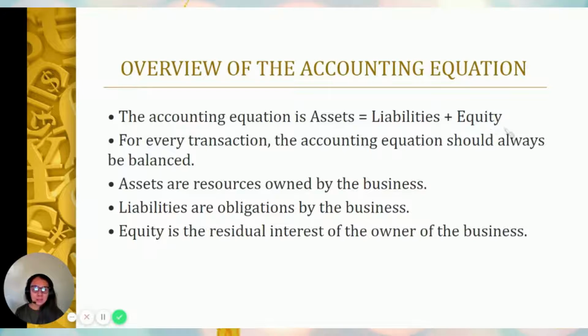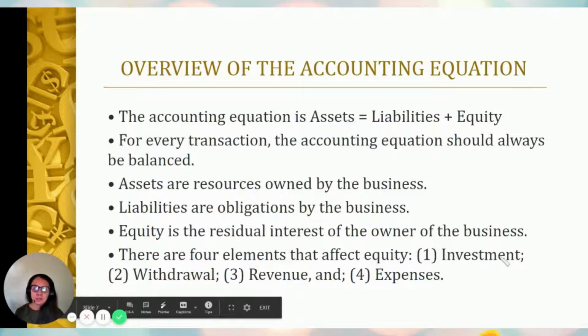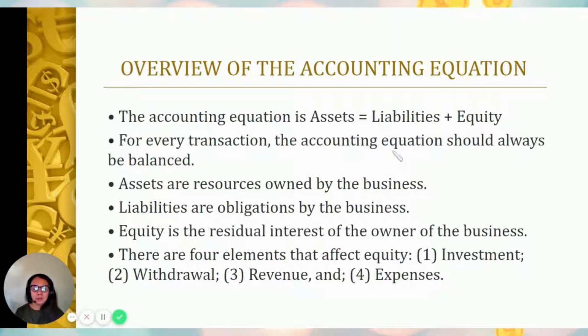And the last one is equity. It is the residual interest of the owner of the business. So residual interest. Equity would include the capital that was invested by the owner or the owners, and also the income. It will be increased by the income that the business earns. And the detailed discussion of equity will be in the next video. Now, there are 4 elements that affect this equity. It would be investment, withdrawal, revenue, and expenses. We'll be discussing these things as we move on with the transactions that we're going to look into.